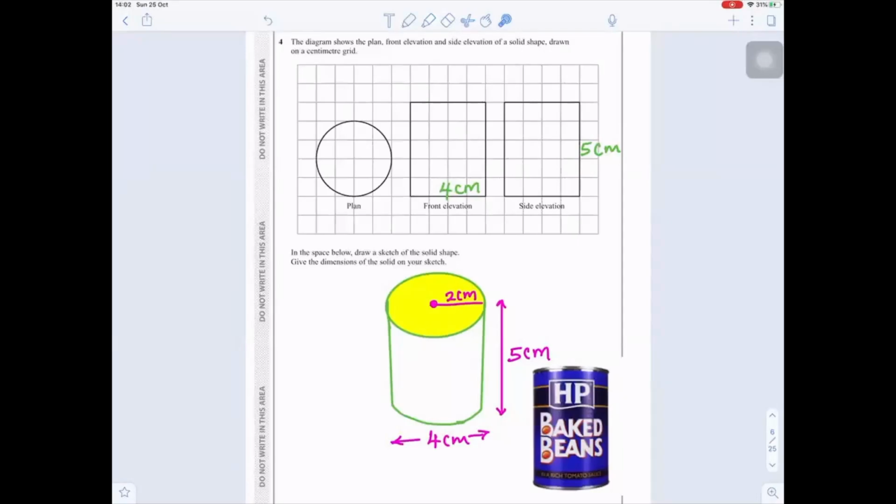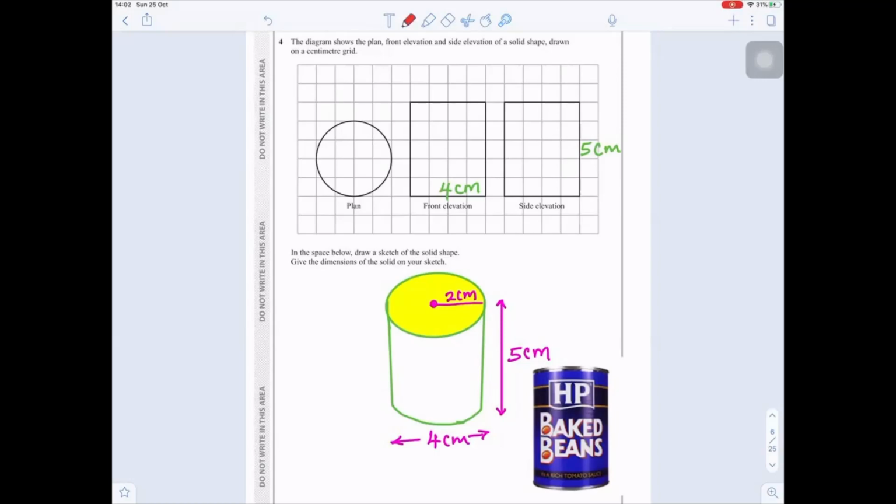Question number 4. The diagram shows the plan, front elevation, and side elevation of a solid shape drawn on a centimeter grid. In the space below, draw a sketch of the solid shape. Give the dimensions of the solid on your sketch.